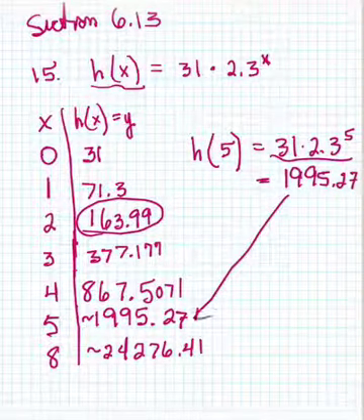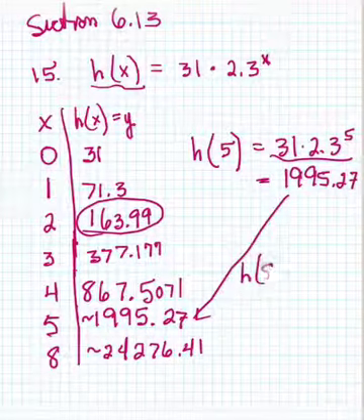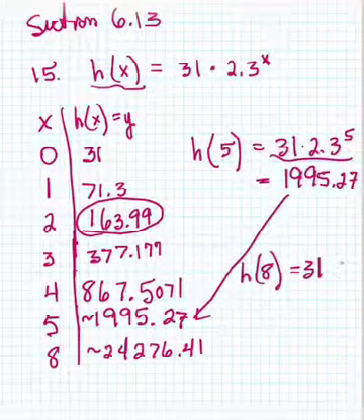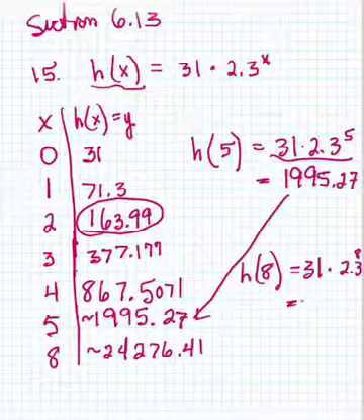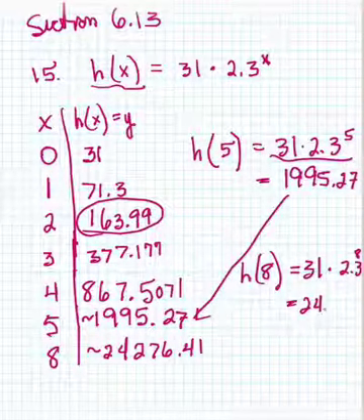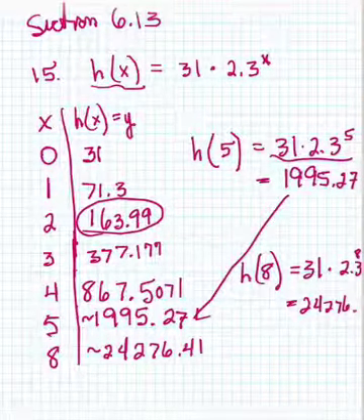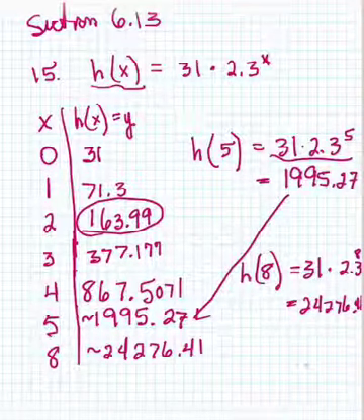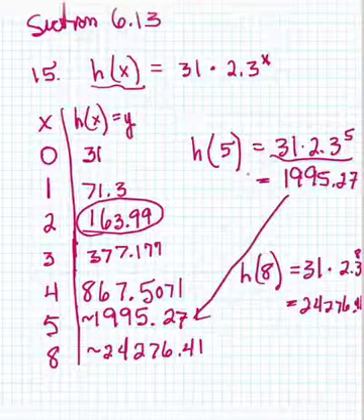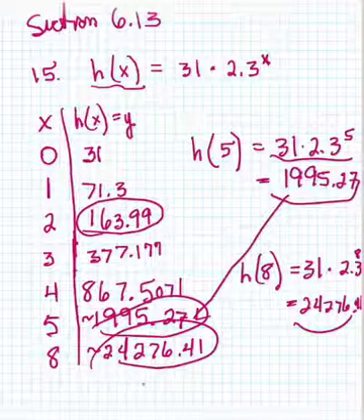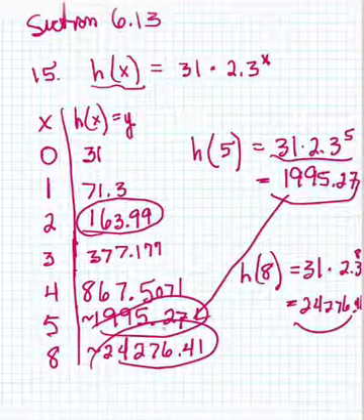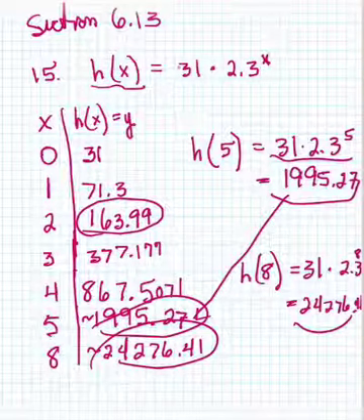Okay, and then h of 8, do the same thing. I'm going to take 31 times 2.3 to the 8th, and I'm going to get 24,276.41. Okay, so using the formula, here we are, and then using the ratio, that's what I got. I hope that makes sense. I think that was it. That's all we have to do.